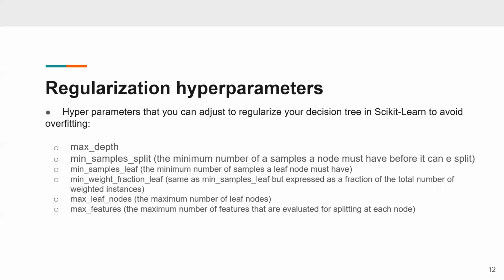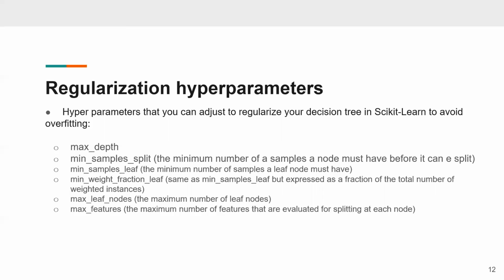Min samples leaf, the minimum number of samples a leaf node must have. The terminal node or leaf node must at least have 10 samples, for example. As I mentioned, if you don't have this min samples leaf, then it would continue to split the tree until each individual observation would be one leaf node. And min weight fraction leaf, same as min samples leaf, except it is represented as a fraction. Max leaf nodes and max features. These are the regularization parameters you can adjust in your scikit-learn function.